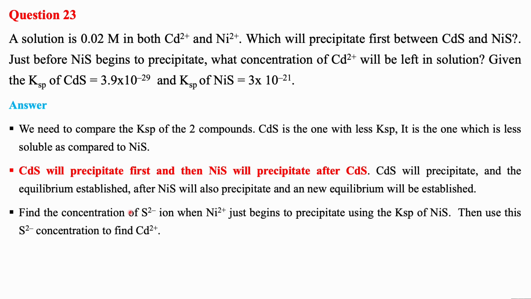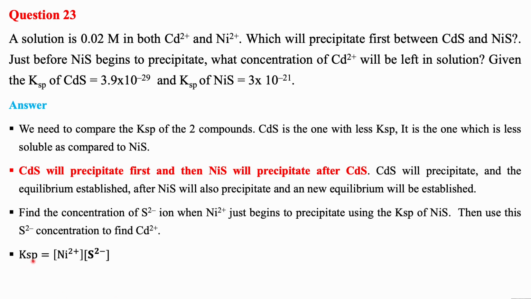So here we find the concentration of the sulfur ion when nickel is just beginning to precipitate. That means when the second ion is beginning to precipitate. Then we use this concentration of the sulfur to find how much cadmium will be remaining in the solution.